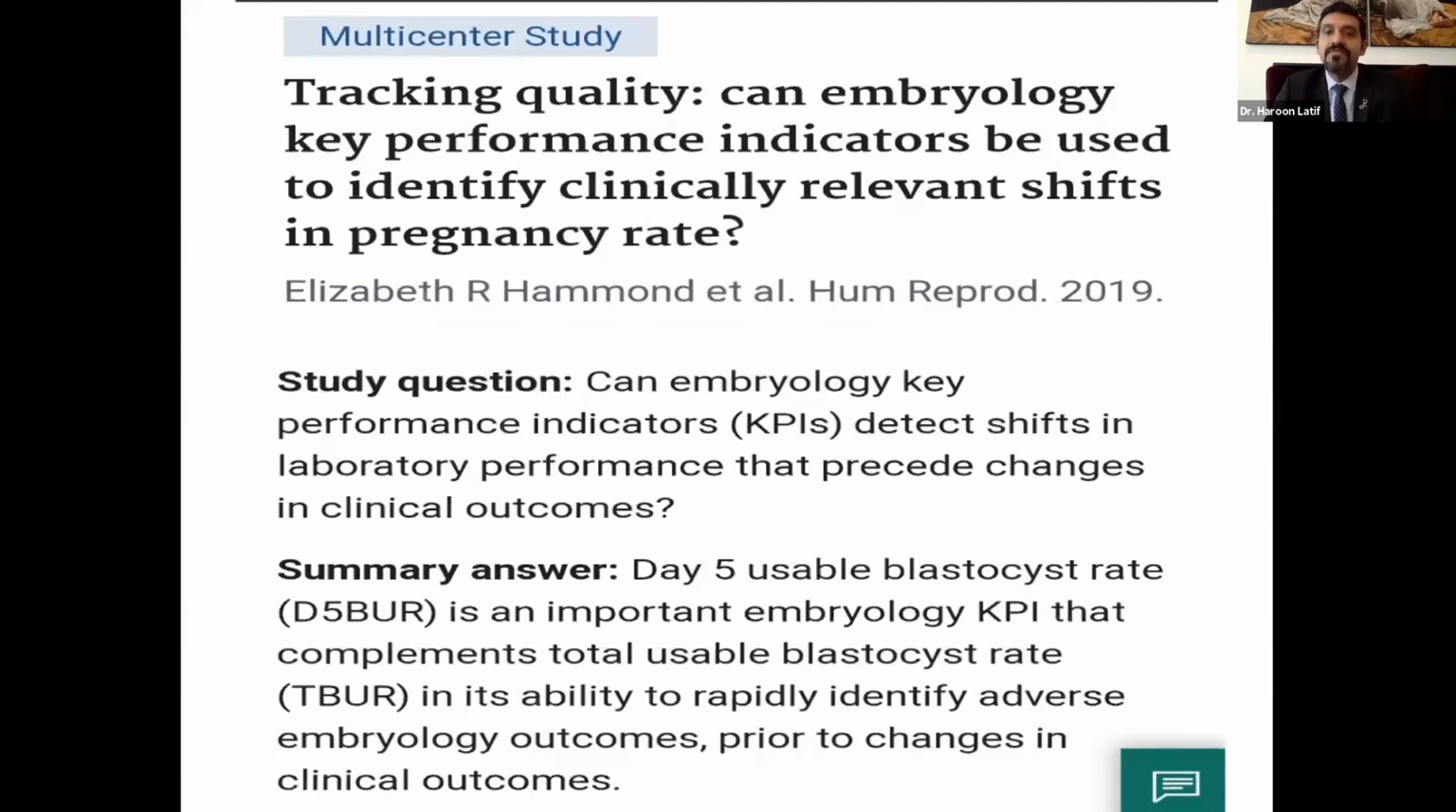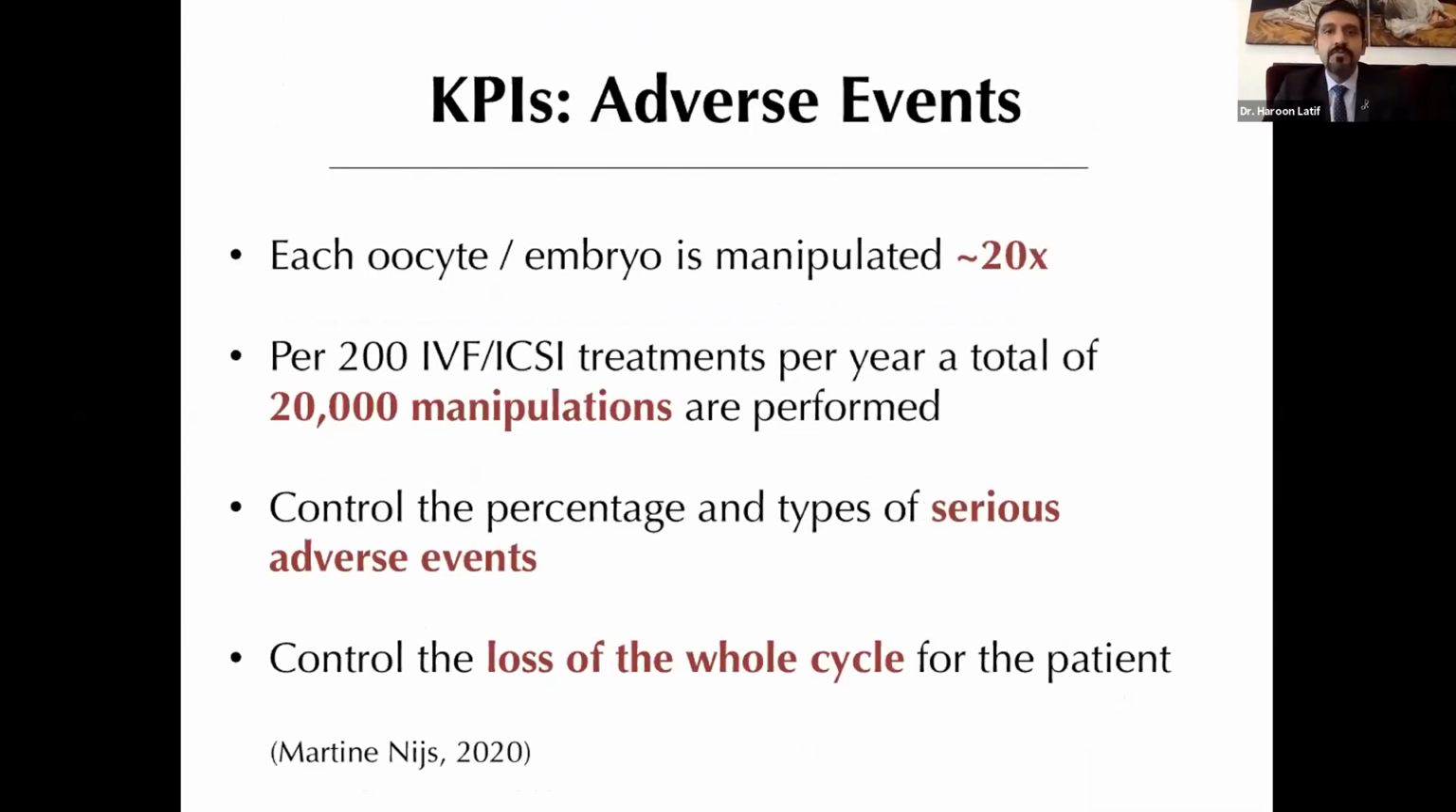So this is a very important piece of information and one of the great examples of how you can use your KPIs to preempt any adverse events in the lab which have an impact clinically. Just to put things in perspective, each oocyte or each embryo is manipulated about 20 times in the lab. So if you're running an IVF clinic doing 200 cycles per year, there are more than 20,000 manipulations in that lab in a year. So that's a huge number.